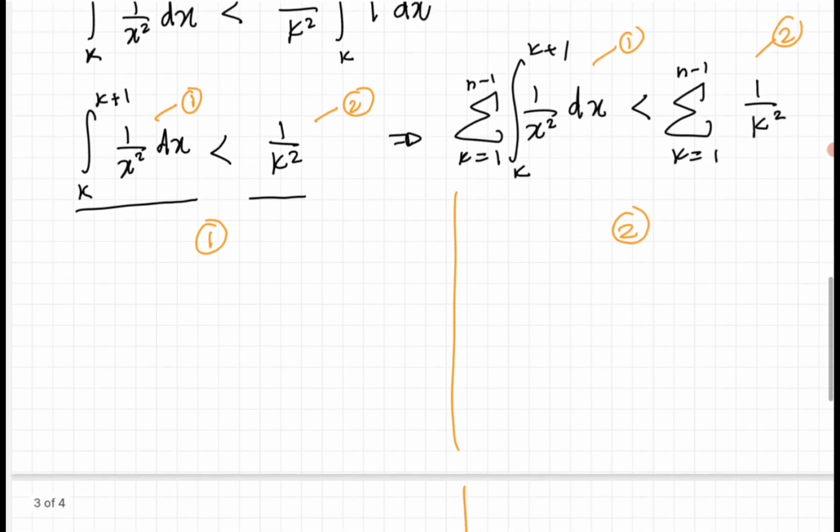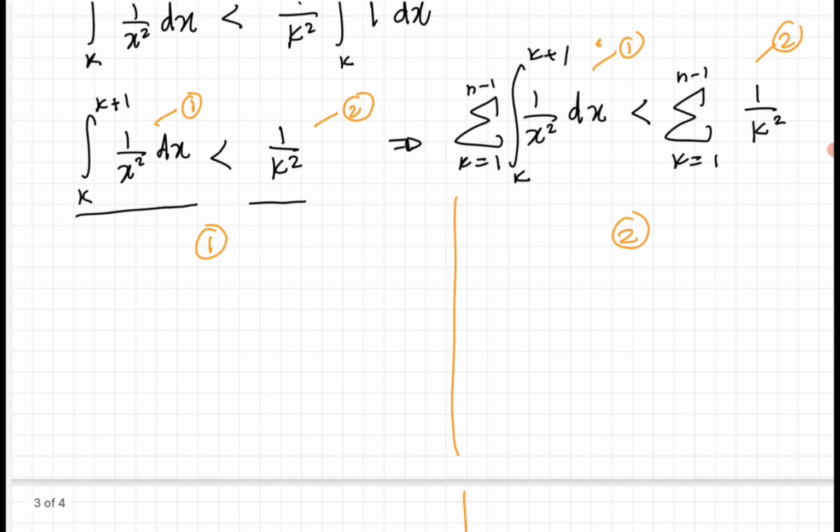Next, what I can do, I can solve 1. So let's look over here. We see that k equals 1 to n minus 1. Let's replace k for 1. So we get integration 1 to 2, 1 over x squared dx, plus this is when k equals 1.